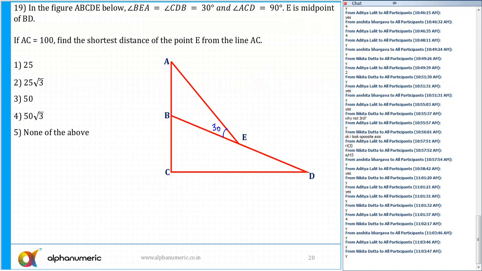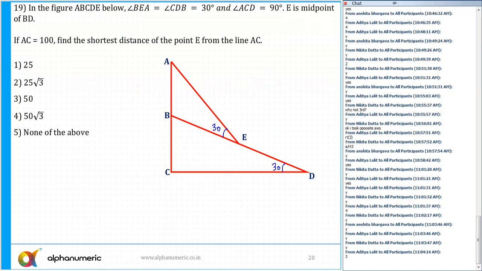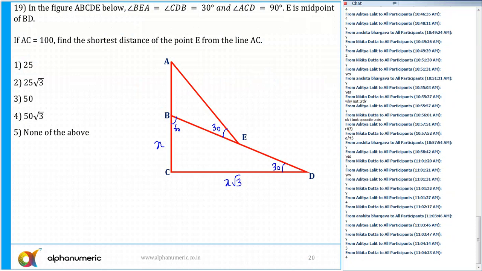Angle CDB is also 30 degrees. So this is 30 degrees. So opposite to 30, I'll take X. So this is 60. Opposite to 60, it is X root 3. Okay. So next one will be 2X.